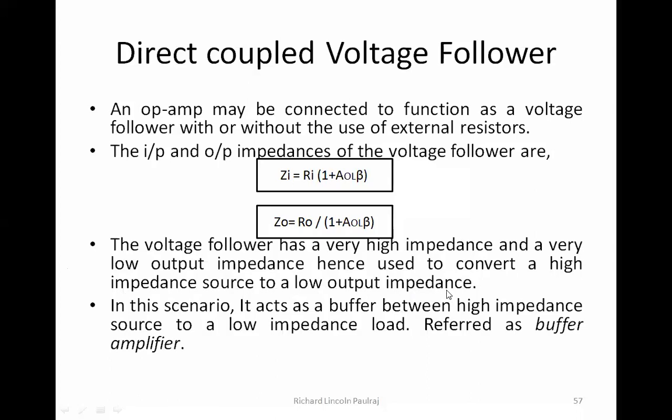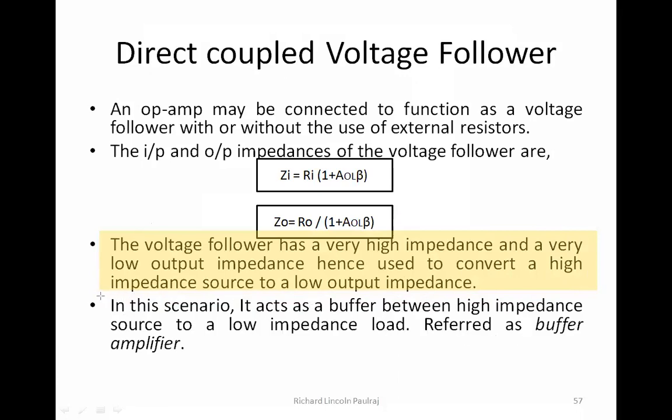What kind of converter? A converter to change the level of impedances. If a circuit has very high impedance and I want to convert it to a low impedance, in that situation I'll be using an op-amp voltage follower circuit, and that will help me in converting high impedance to low output impedance. So it's acting like a converter. If I connect an op-amp as a voltage follower, it can act as a buffer.